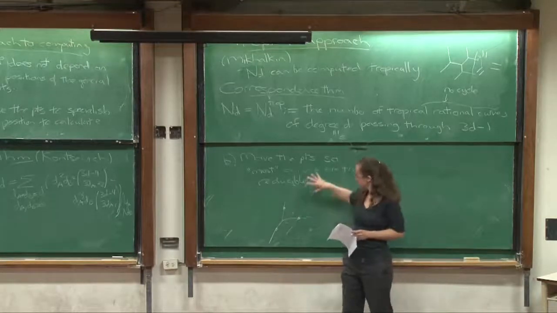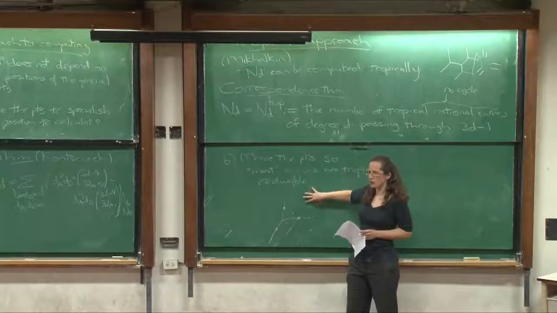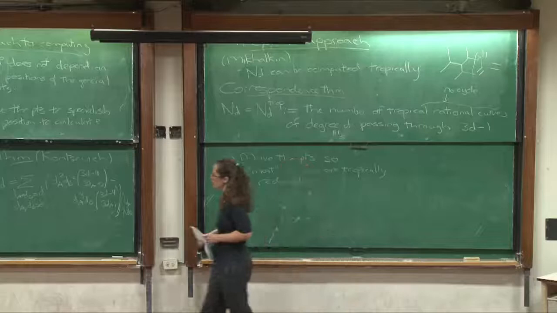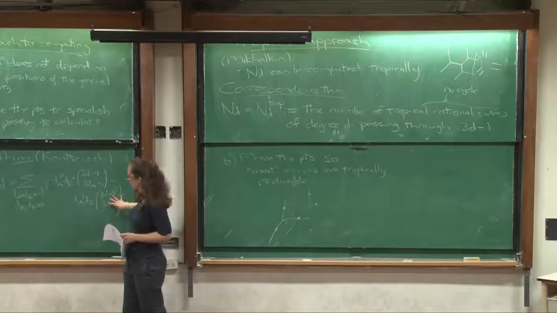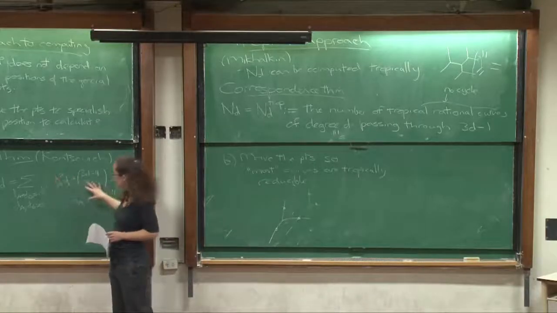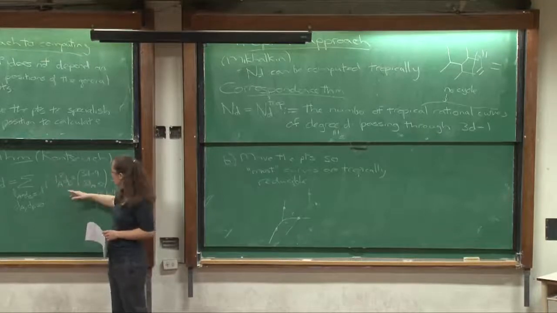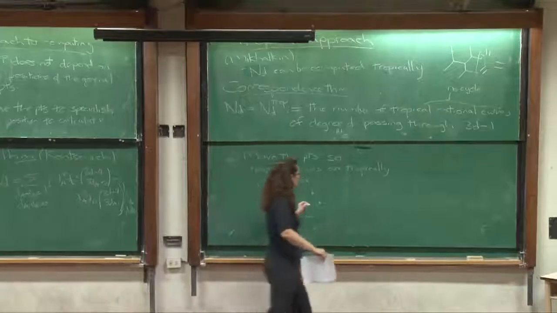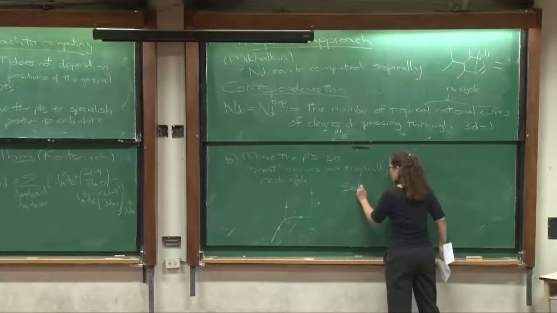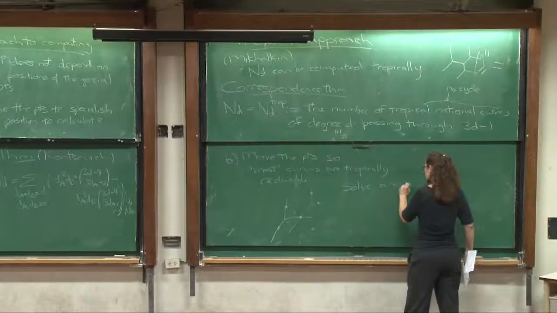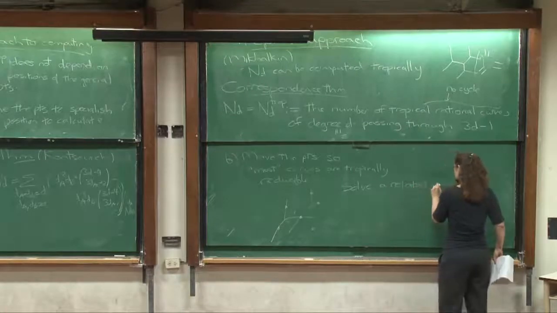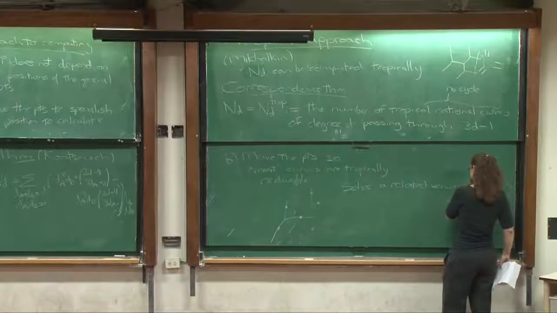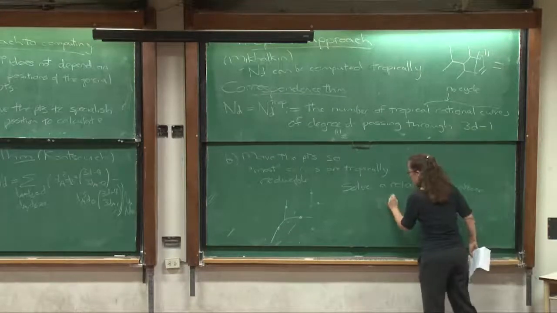Why is this a good thing? Because you know how many curves pass through these 2 points. You know how many curves pass through these 2 points. So that's going to give you these terms here. So what you do is you rearrange this formula so that this is a positive sum. We're actually counting. So solve a related enumeration problem in 2 different ways.